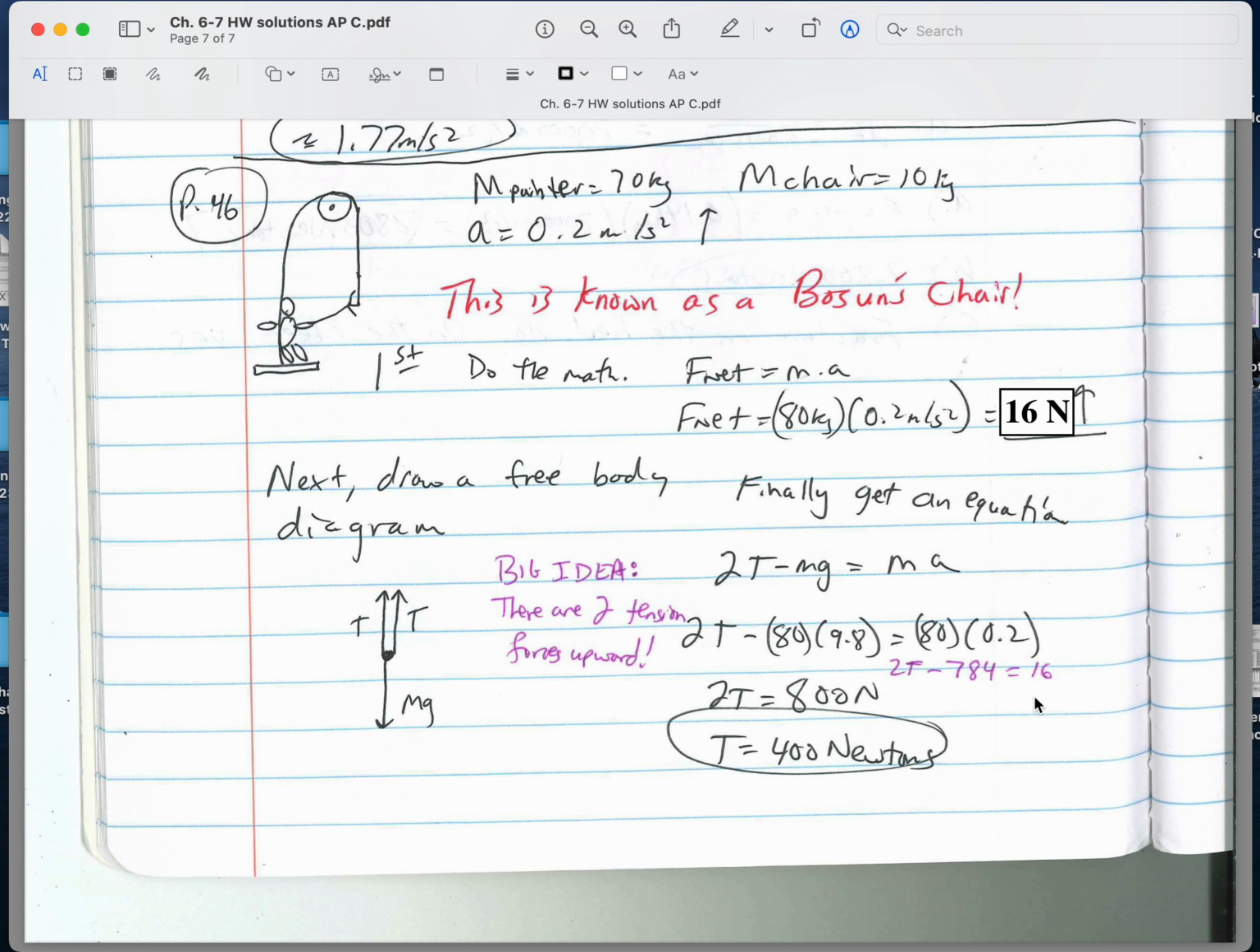784. 2T minus 784 is equal to 16. So that tension is 400 newtons up in each of the cords.